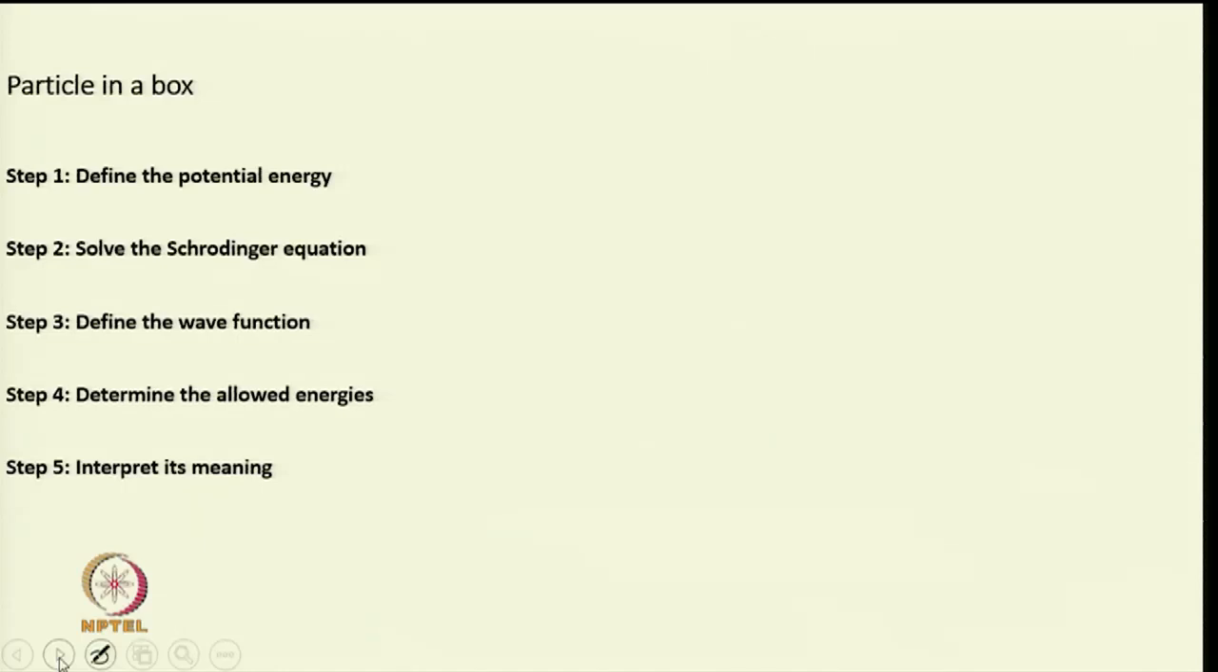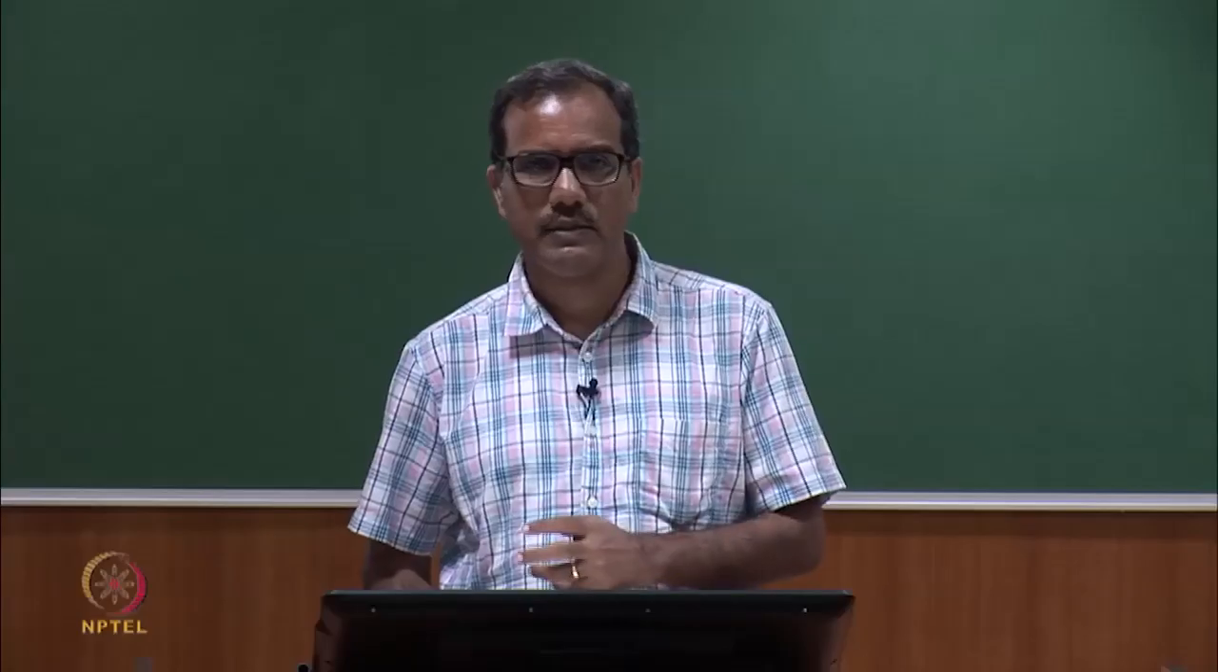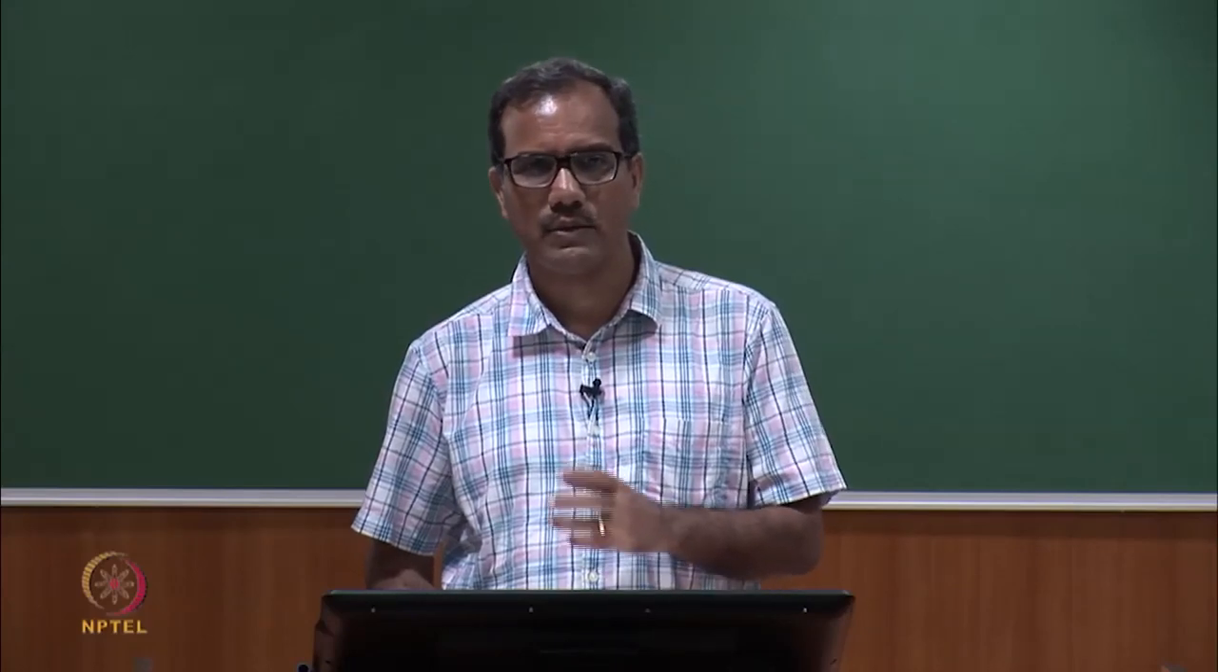So the first thing we need to write is the Schrodinger equation. For that we need to know the potential energy. When we write the Schrodinger equation and solve it, we will get the wave function and the allowed energies, and once we have the allowed energies we can interpret the transitions between different energy levels and the lambda corresponding to those transitions.